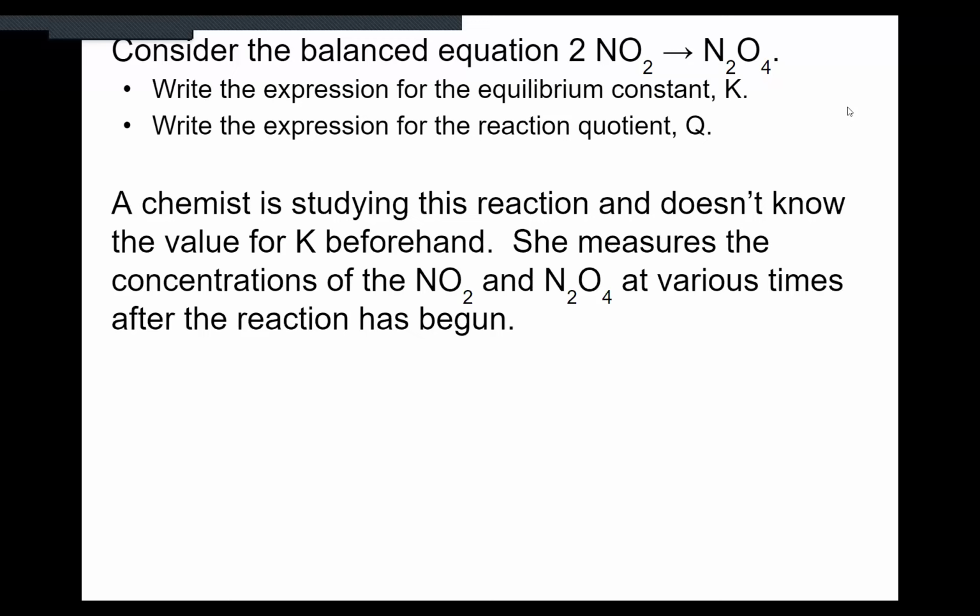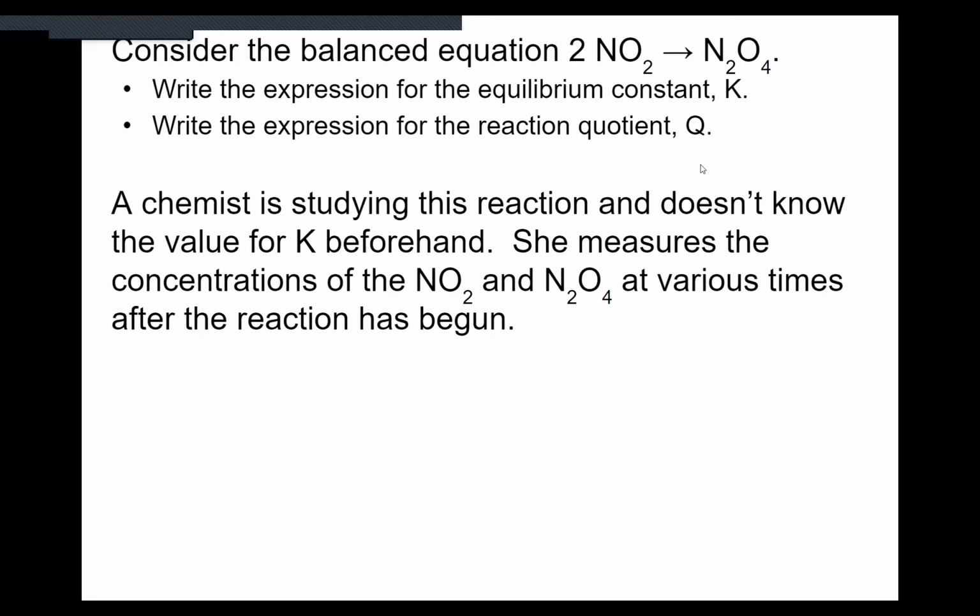Okay, let's consider the balanced equation. 2NO2 yields one single product molecule, N2O4. Let's say that we're tasked with writing the equilibrium constant K and the reaction quotient Q. A chemist is studying this reaction. She doesn't know the value for K beforehand. She measures the concentrations of the NO2 and the N2O4 at various times after the reaction has begun.